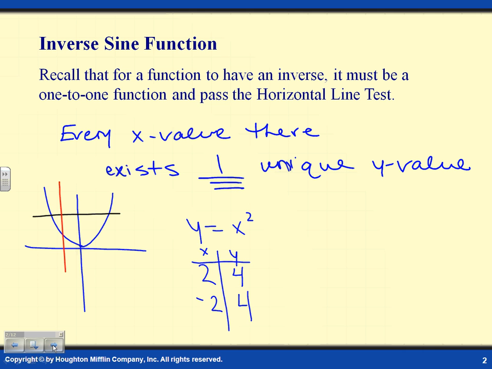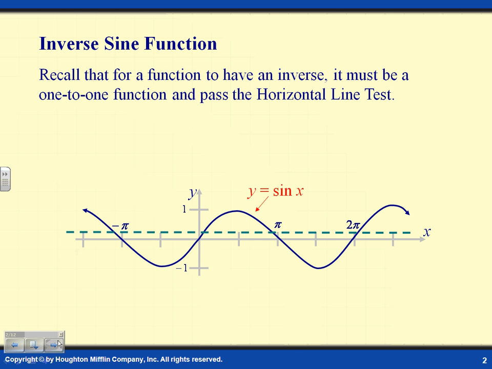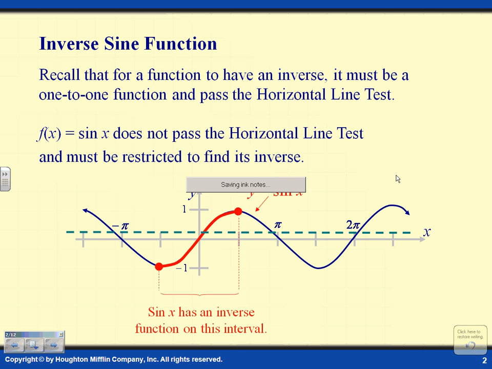Do you all recall this, yes or no? I mean, to an extent. Well, wipe out the cobwebs. Now, this is the sine function. Okay? Sine of x does not pass the horizontal line test. Do we all understand that, yes or no? The reason why it does not pass the horizontal line test is because it's a continuous function.